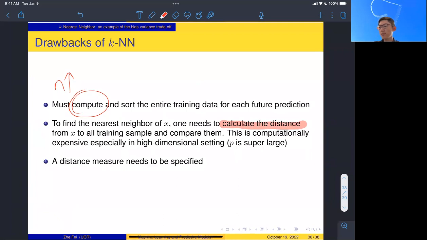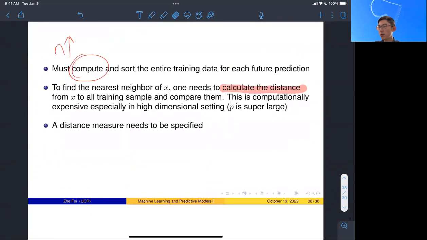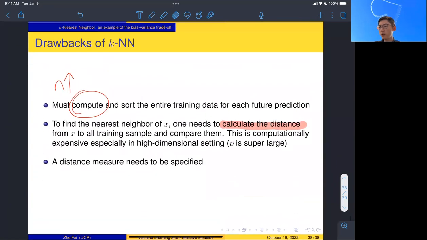And sometimes, with certain distance definitions, it may be computationally expensive, right? So the distance measure needs to be specified. That's pretty much the summary for our k nearest neighbor algorithm. Any questions before we move on?